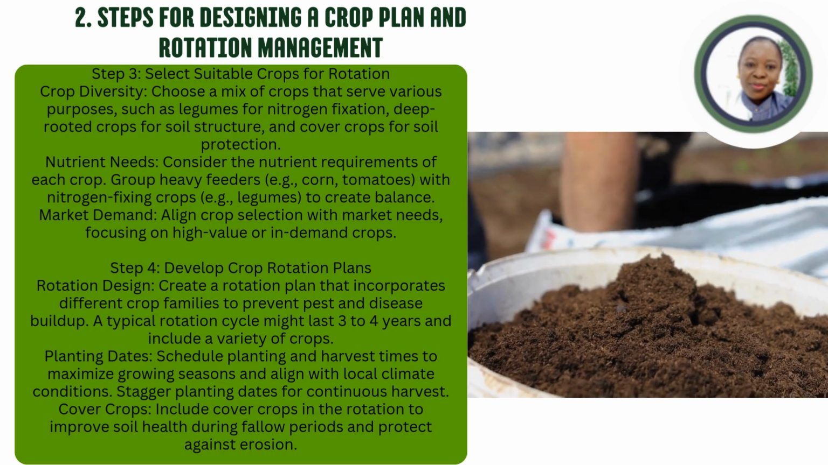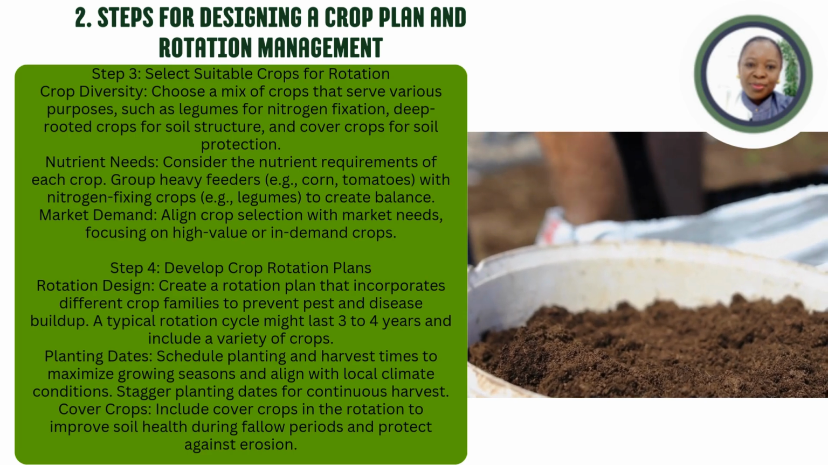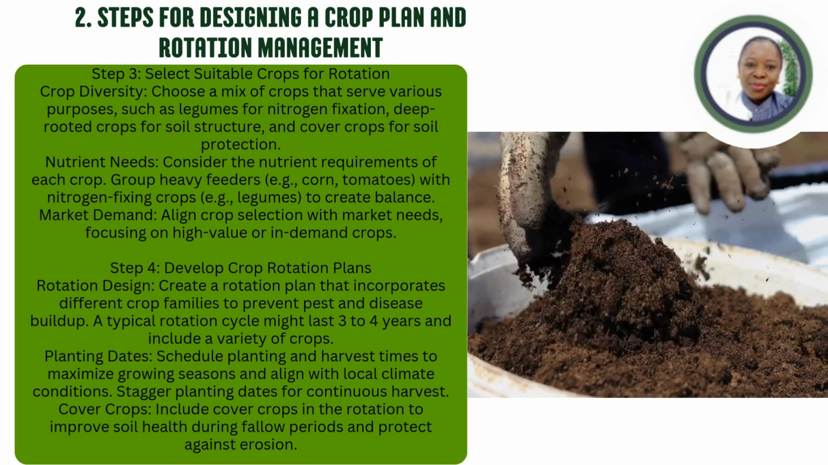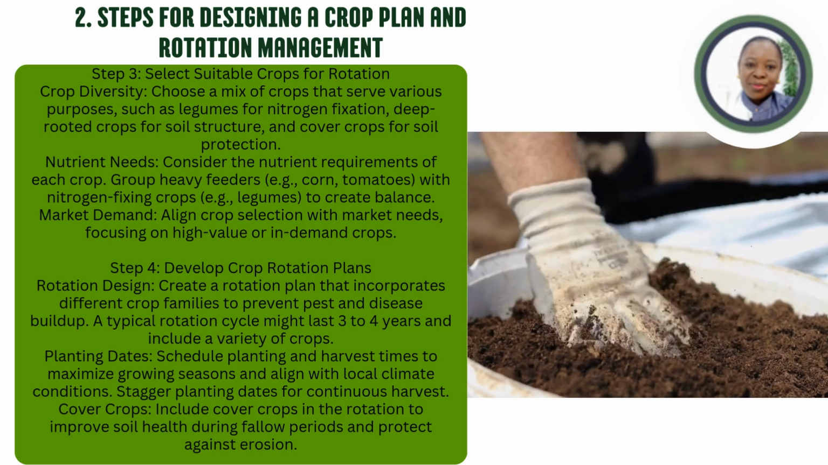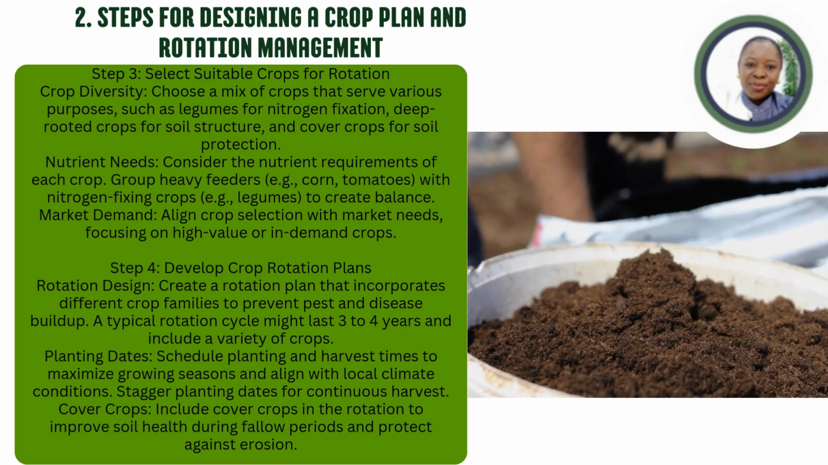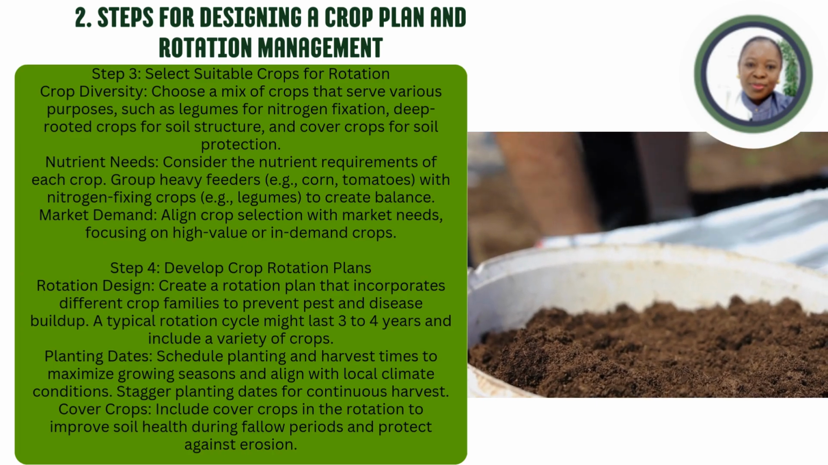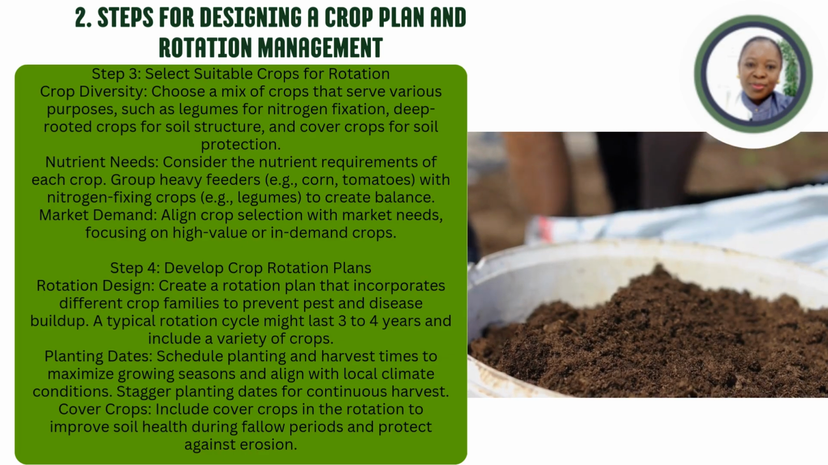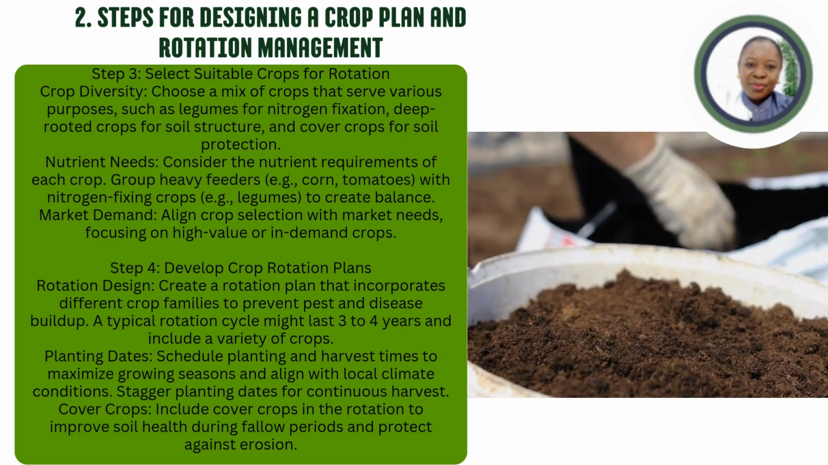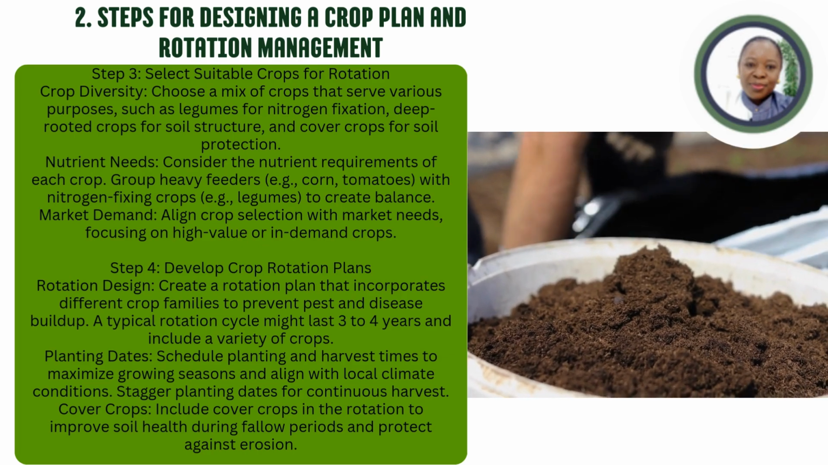Step 4. Develop crop rotation plans. Rotation design. Create a rotation plan that incorporates different crop families to prevent pest and disease buildup. A typical rotation cycle might last 3 to 4 years and include a variety of crops. Planting dates. Schedule planting and harvest times to maximize growing seasons and align with local climate conditions. Stagger planting dates for continuous harvest.